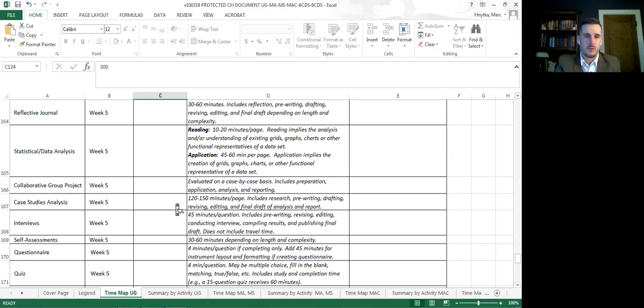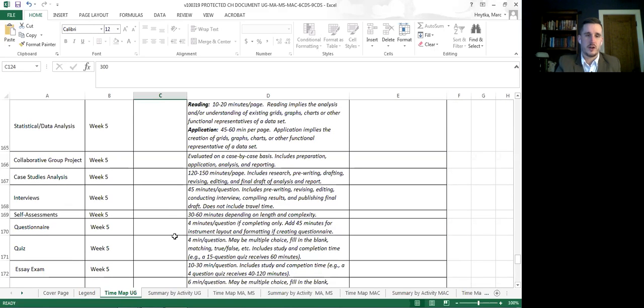So, next we'll talk about self-assessments. These are similar to a reflective journal, but they might be in the form of a quiz or some other type of activity, but usually are just graded on completion, not graded on how many answers the student gets correct or incorrect. And this is for the purpose of the student evaluating their own progress in mastery of the course material. And that is also at 30 to 60 minutes, depending on length and complexity.